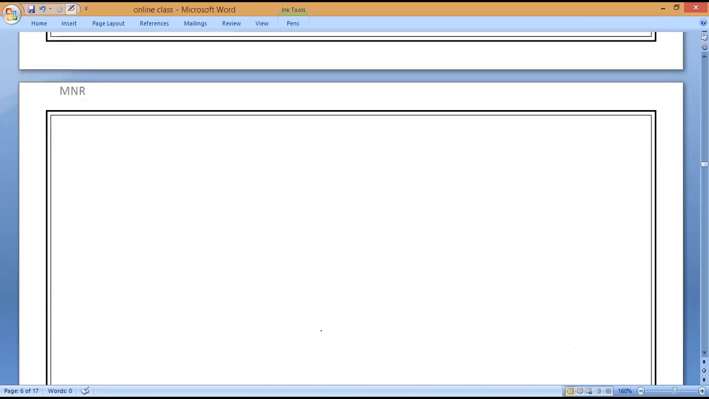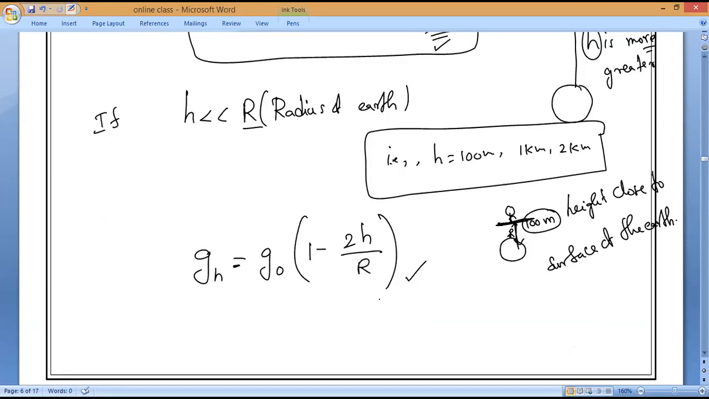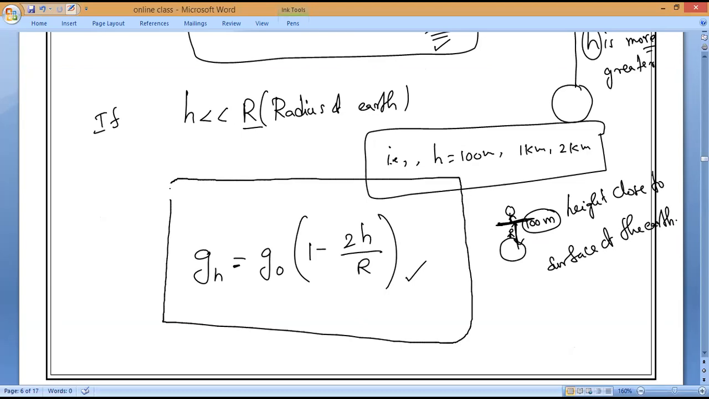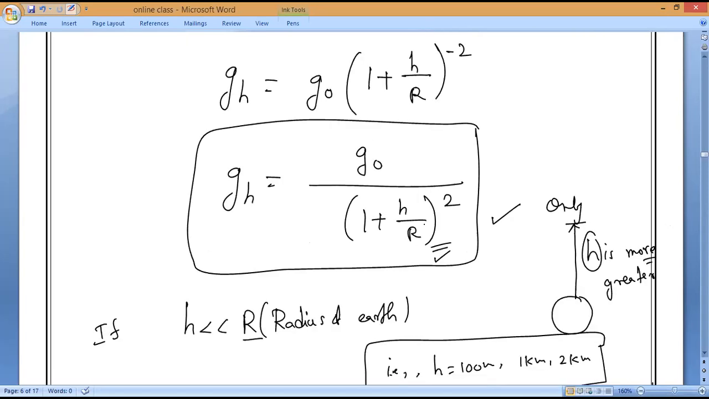Are you clear? Note it down, please. This is for when you are traveling a smaller distance above the ground. If you want to find the gravitational force in that situation, use this formula. If you travel extremely large heights, then you have to use the other formula. Is it okay?